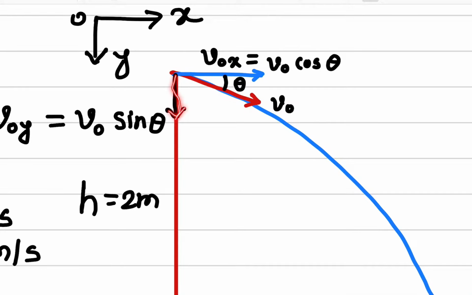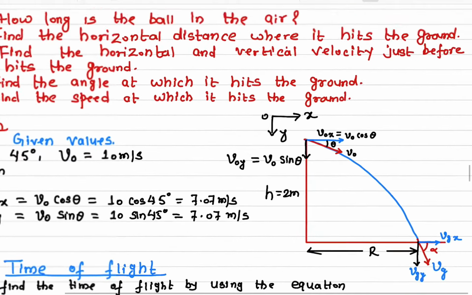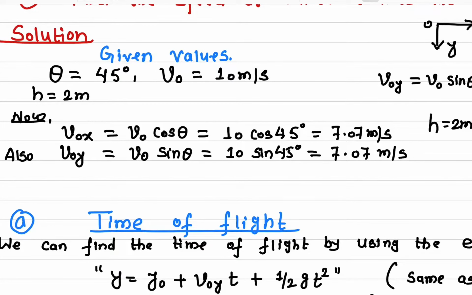The horizontal component would be simply equal to V0 cosine theta, and the vertical component would be V0 sine theta. So the horizontal component is V0 cosine theta, where V0, the initial launch velocity, is 10 and the angle is 45 degrees. You plug in, you'll get 7.07. Similarly, you'll get the vertical velocity, which is V0 sine theta. It will be 7.07 meters per second.